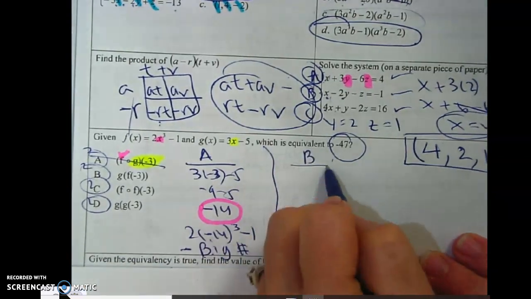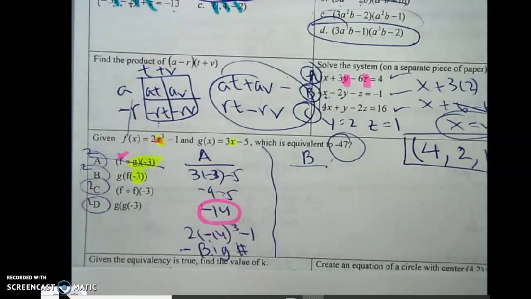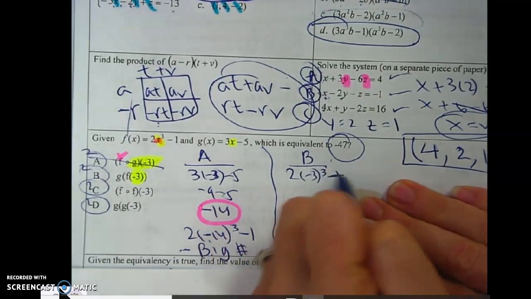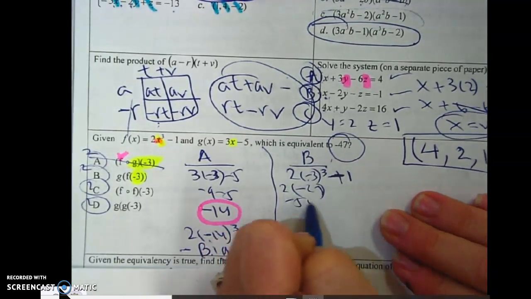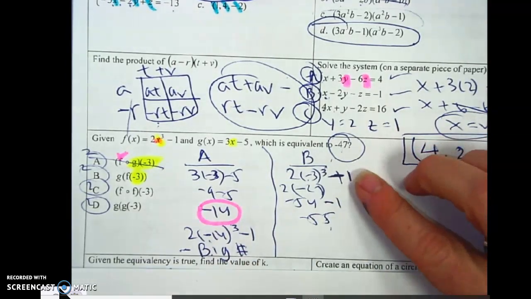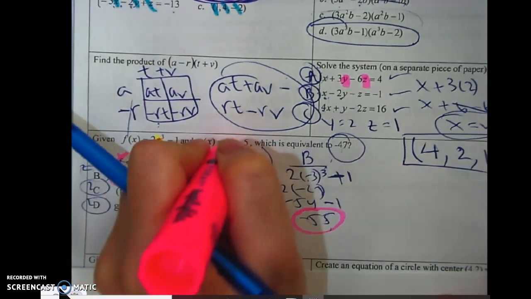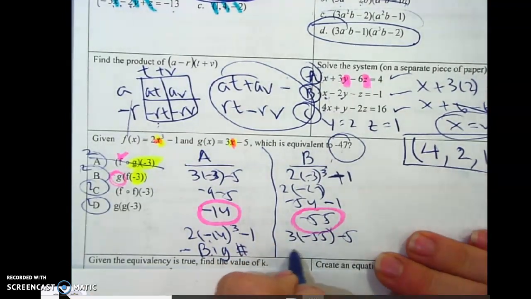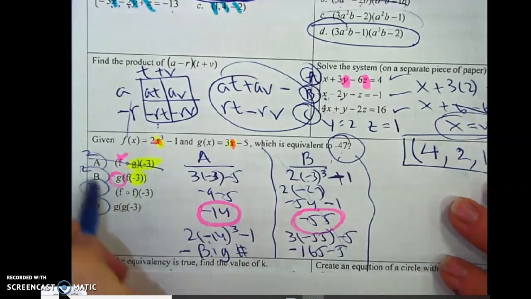Now let's try letter B. This time they're saying, hey, take -3 and plug it in for F. So I'm going to go 2 times -3 cubed minus 1. -3 cubed is -27, times 2 is -54, minus 1 is -55. I don't know if it's too big because I haven't finished. Now I'm going to take the -55 and plug it in for G. And 3 times -55 minus 5, that's -165 minus 5. That's obviously not it. B's out.